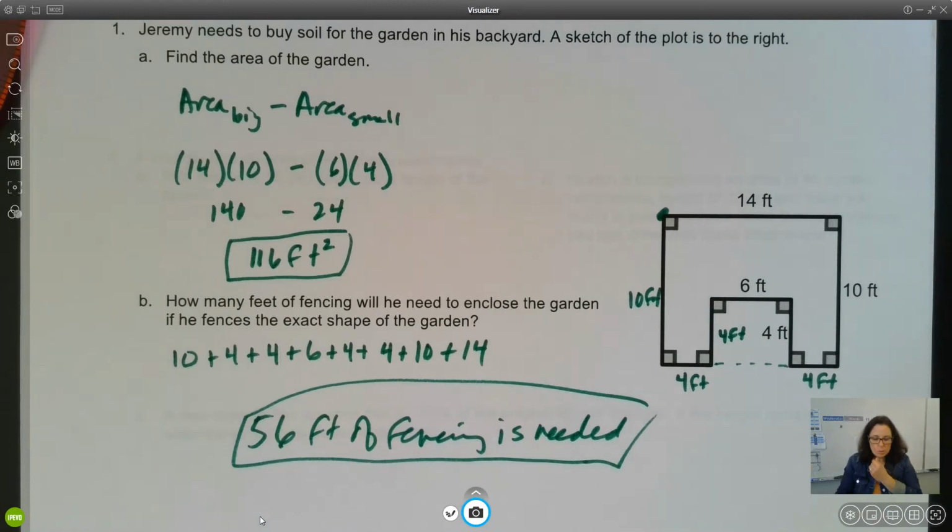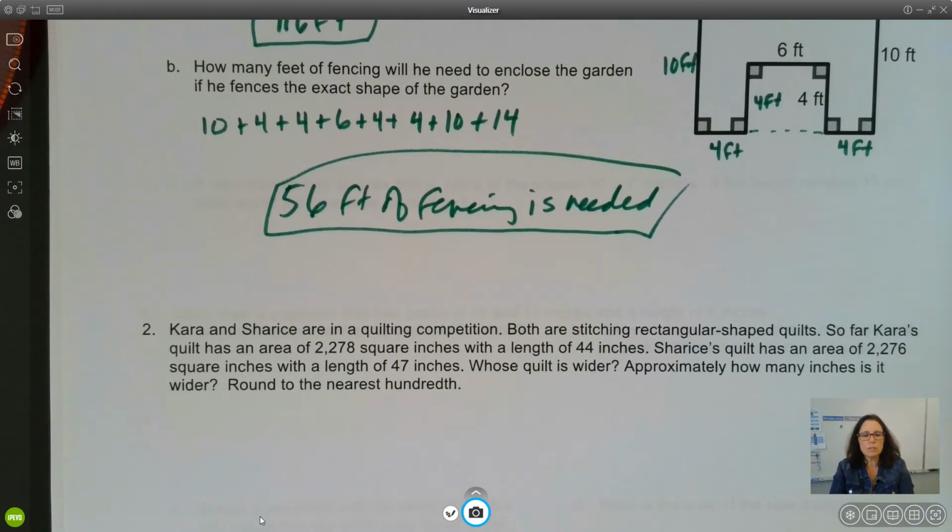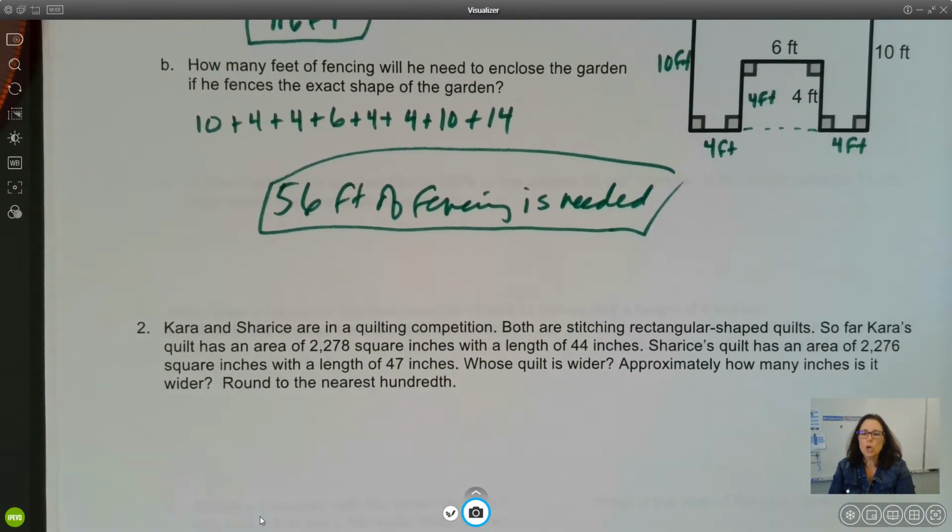All right, number 2, Kara and Charisse are in a quilting competition. Both are stitching rectangular shaped quilts. So far, Kara's quilt has an area of 2,278 square inches with a length of 44 inches. Charissa's quilt has an area of 2,276 square inches and a length of 47 inches. Whose quilt is wider? Approximately how many inches is it wider? Round to the nearest hundredth. Okay, so we need to find the width in both.